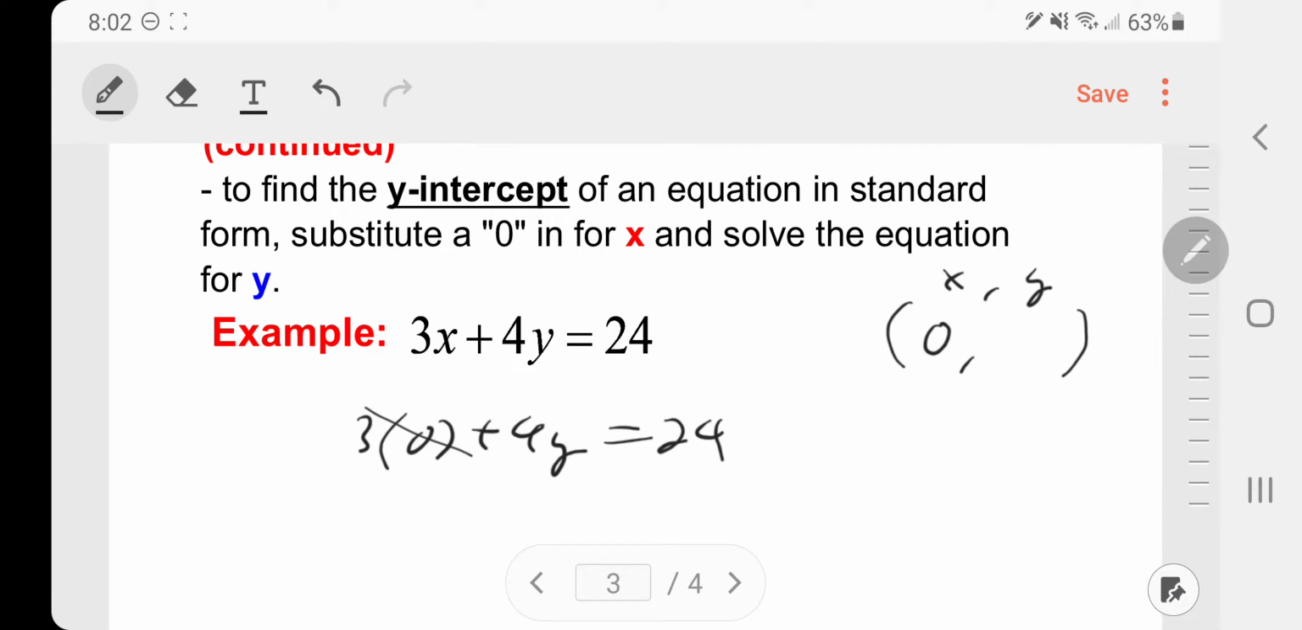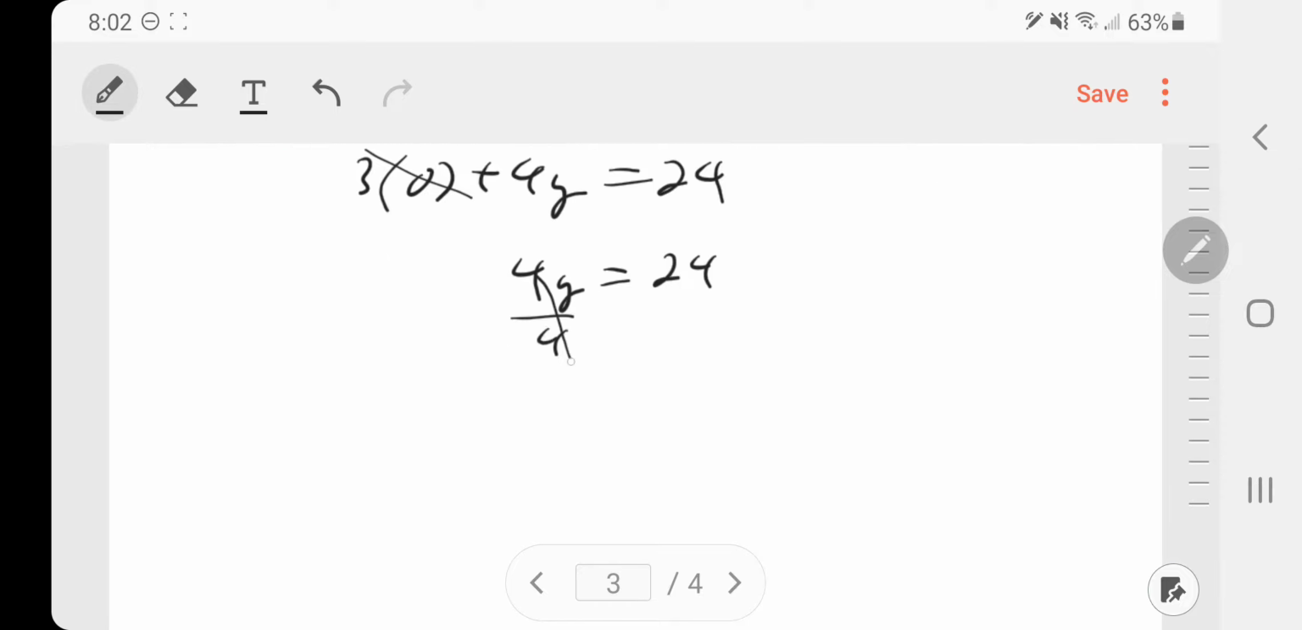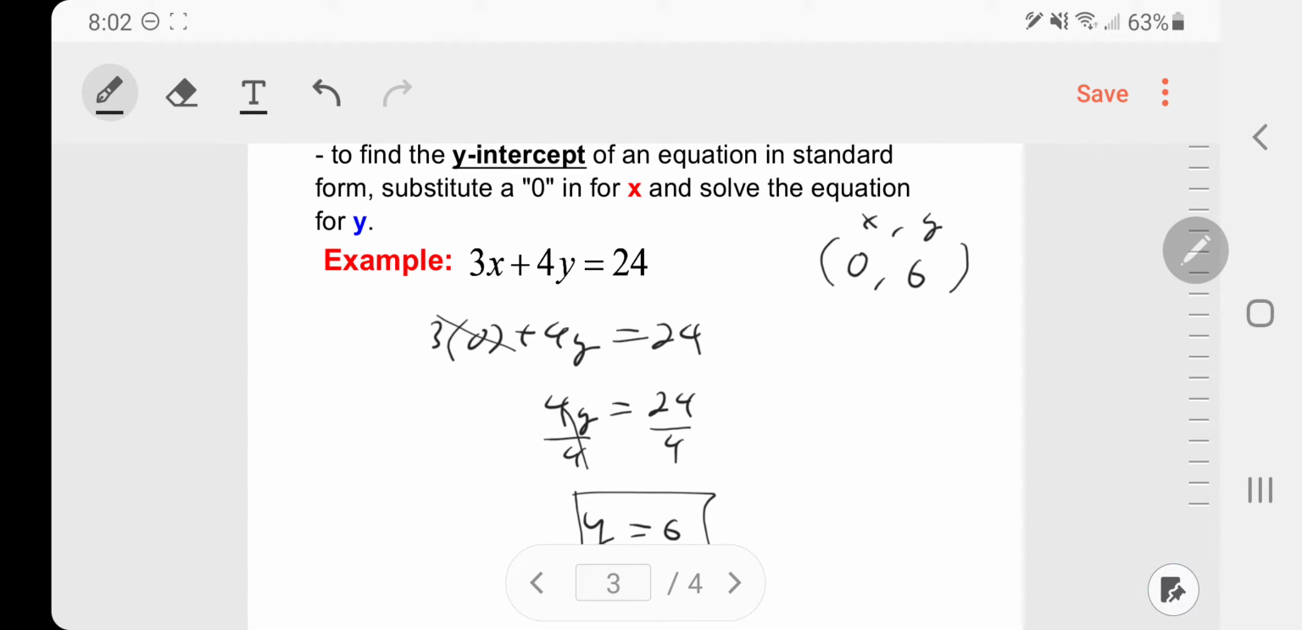Okay, 3 times 0, that's the part that goes away. And I get 4y equals 24, and when I divide by 4, I get y equals 6. Okay, so that coordinate would be (0, 6), and that would be my y-intercept.